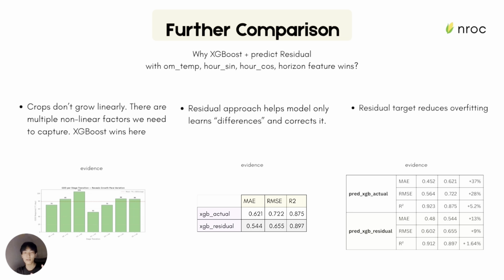And here is the recap why this model wins and why this feature wins. First thing first, crops don't grow linearly. There are multiple nonlinear factors that we need to capture, and XGBoost wins here. Next is residual approach helps the model to only learn the difference and correct it. Lastly, residual target also reduces overfitting, and here is the evidence that we have provided.